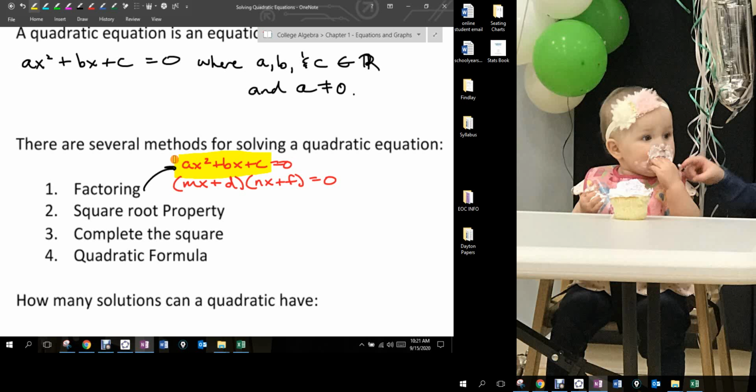Now, let's do this. Let's not even pay attention to the 0 over here. Let's look at just the left-hand side. Let's just say this was a quadratic expression, and I wanted to factor it like this, okay? This stuff over here on the left, the stuff that I've highlighted, is just going to be what we call a composite number. You guys know what composite numbers are?